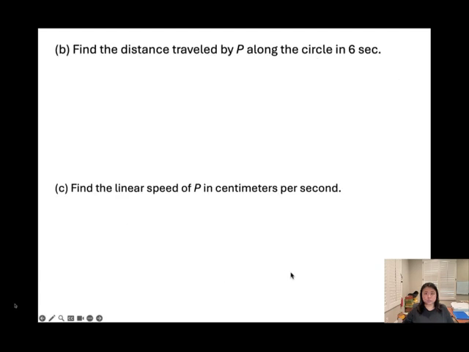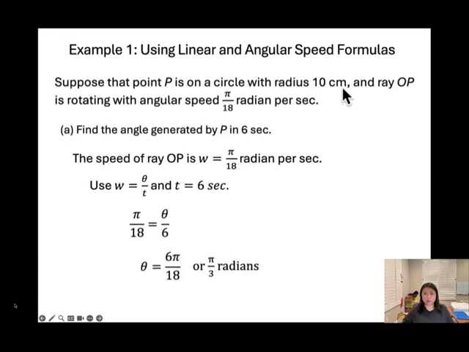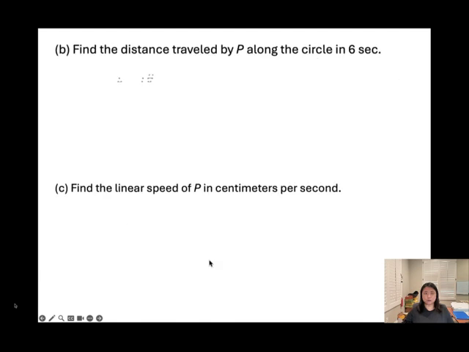B. Find the distance traveled by P along the circle in 6 seconds. So I want to find the distance traveled by P, which is going to be your S, right? S equal to R theta. And then R equal to 10, theta equal to pi over 3. Plug it in. You should get 10 pi over 3 centimeters. Make sure you state the unit for your final answer.